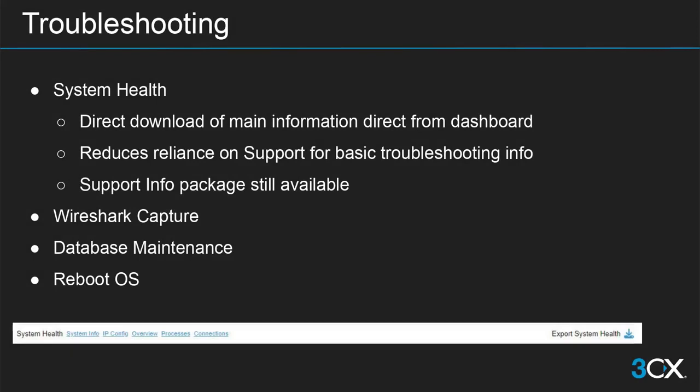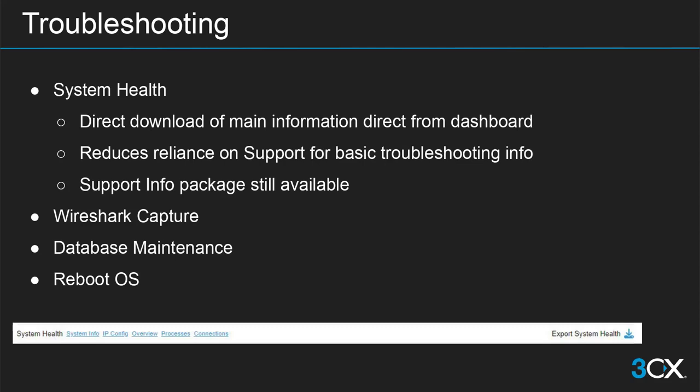The system health section of the dashboard will allow you to see a direct download of the main information, for example, the system info, the networking information of the server, an overview of the processes and the connections to the server. This will reduce the reliance on the support info for basic troubleshooting information. The support info package is still available if you need to go deeper for more complex problems. However, this will make it a lot easier just to get the basic information you need.